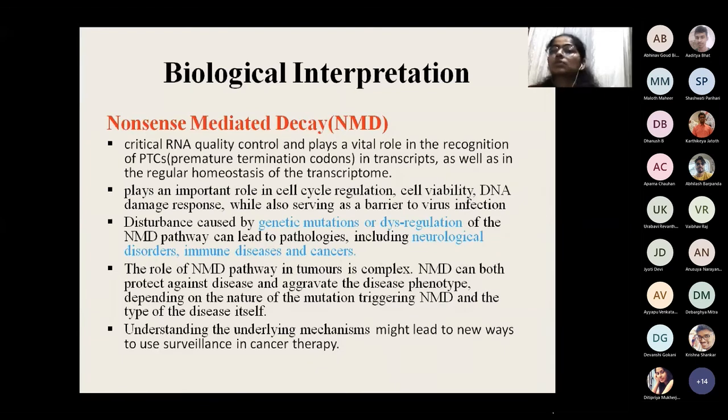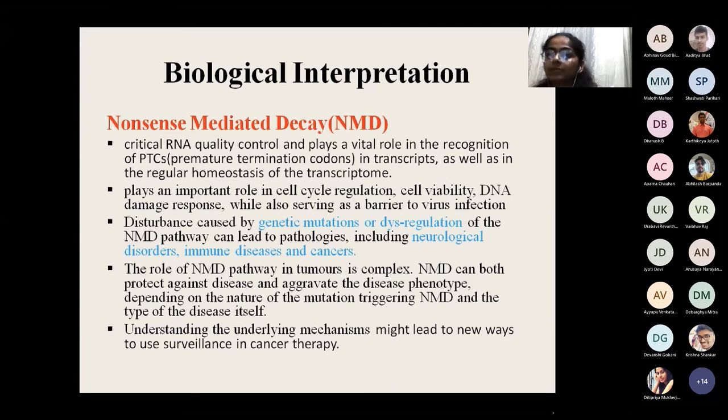The first pathway, nonsense-mediated decay, is critical for RNA quality control, and it plays a vital role in recognition of premature termination codons in transcripts, as well as in regular homeostasis of transcripts. It plays an important role in cell cycle regulation, cell viability, DNA damage response, while also serving as a barrier to virus infections. Any disturbance in this pathway can lead to neurological disorders, immune disease, and cancers.